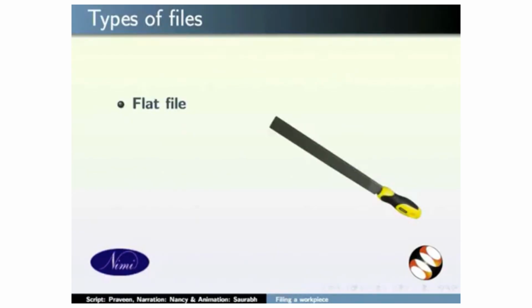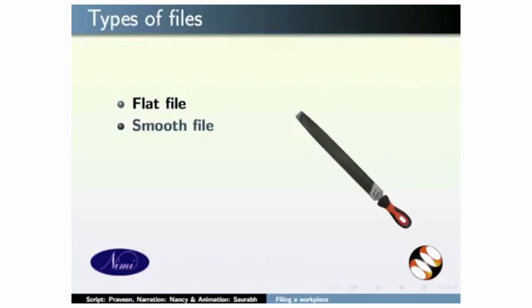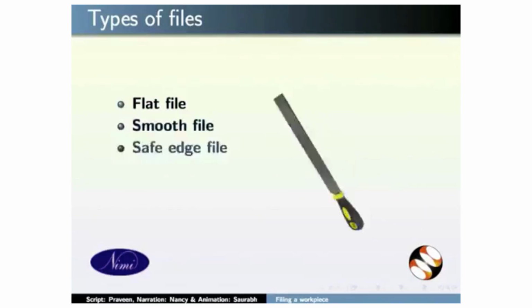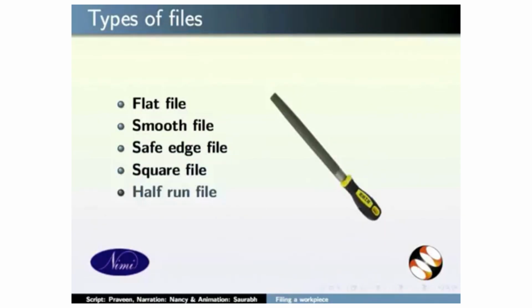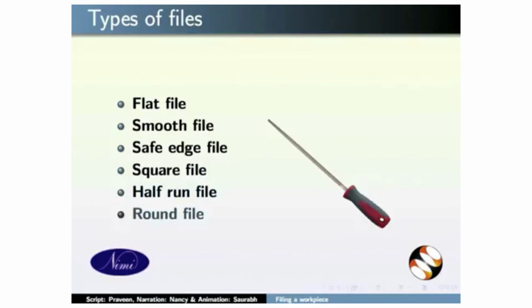Flat file for rectangular cross-section, smooth file for getting smooth surfaces, safe edge file for filing the right-angled part of the workpiece, square file for developing square corners and square holes, half-round file for filing semi-spherical surfaces, and round file for developing holes and round grooves.